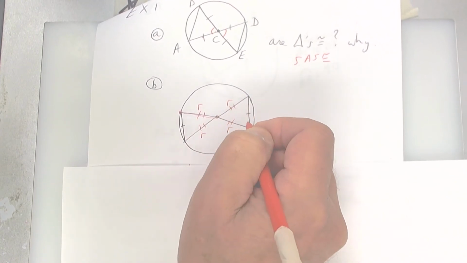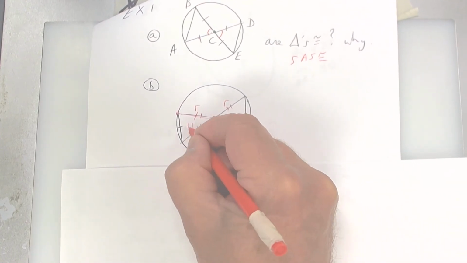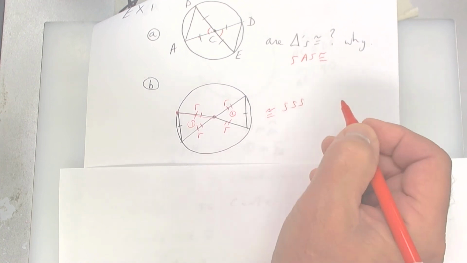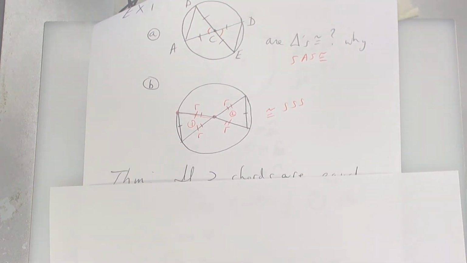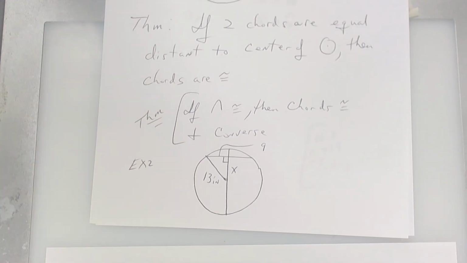All the radiuses are going to be equal. So it's going to be side, side, side. So these two triangles, this triangle and that triangle, are congruent by side, side, side congruency. All right, let's go on. Copy down this stuff right here and draw that diagram.